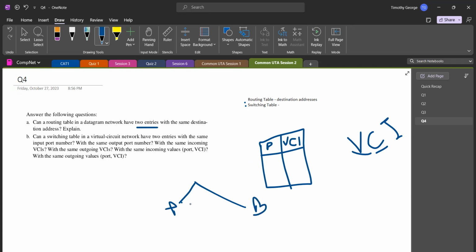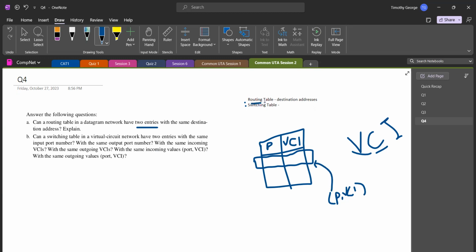In virtual circuits, it's not really a circuit, it's virtual, but it's given an identifier. So one unique row in a switching table would be this port and VCI that they mentioned here also. I'm just going to write VCI. This is what gives uniqueness to this row.